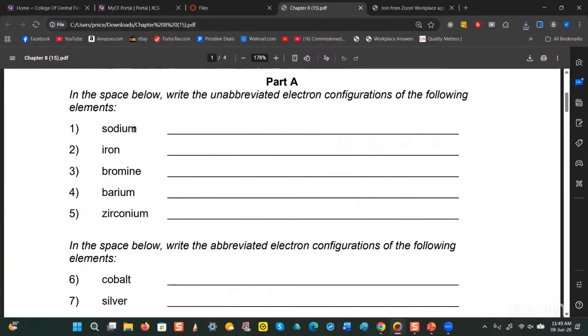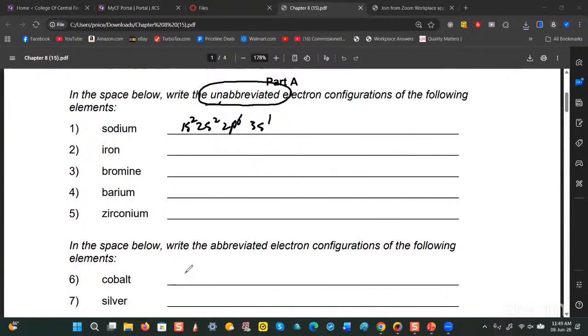So for sodium, the first thing you do is what? You look up the atomic number, which is what? 11, right? So therefore, in the case of sodium, it's going to be 1s2, 2s2, 2p6, and then 3s1, right? Because what this question is asking for, I should have pointed this out, is the unabbreviated electron configuration. So that's a full electron configuration.